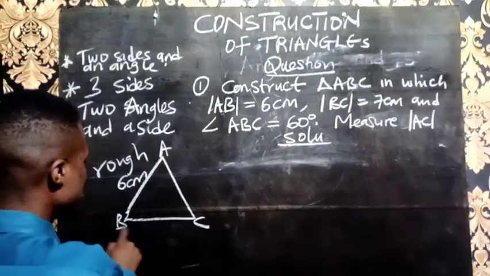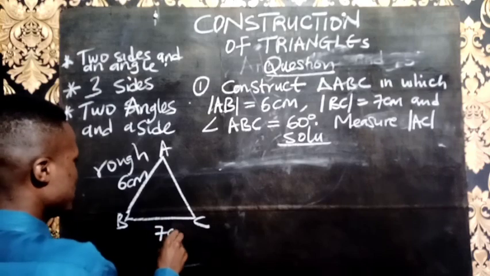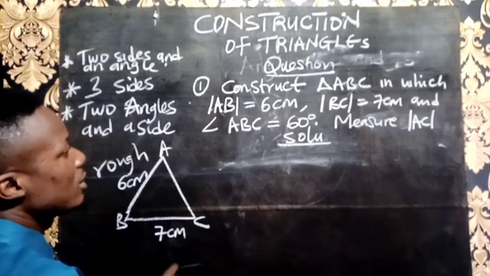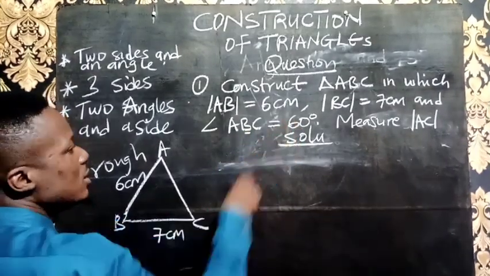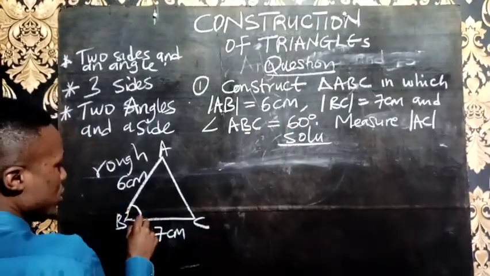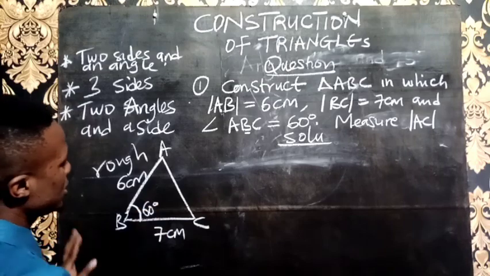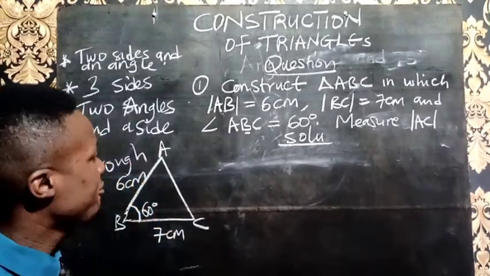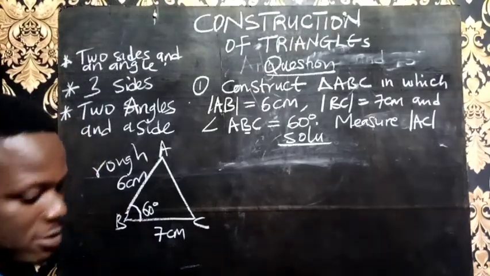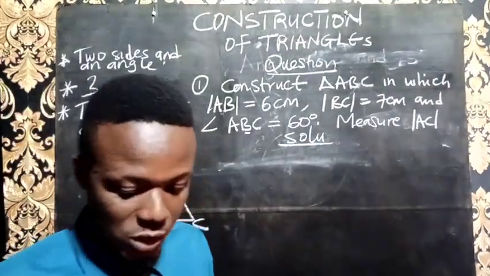BC is 7 cm, and the angle at B, the central letter, is the angle being mentioned. So the 60 degrees should be somewhere here. The triangle we are going to construct will not be far from this rough work I have made here. So I'll just be looking at my rough work and constructing the shape.